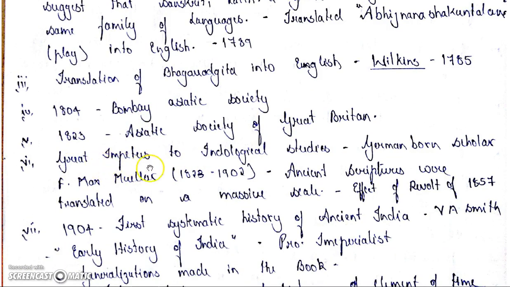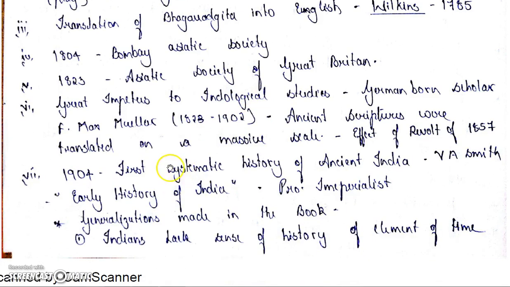So this led to great importance to Indological studies. The German-born scholar Max Muller translated ancient scriptures on a massive scale because of the effect of the revolt of 1857. Why were they translated? To know ancient India, because if they knew ancient India and its traditions, it would be easy for them to rule India and establish proper rules, right?